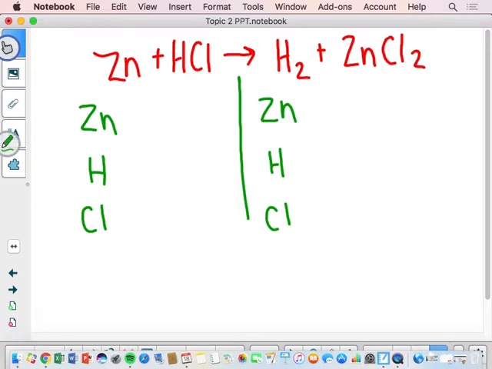So we tally up what we've got at the moment. How many Zn's do we have on the left? We have one. How many H's? One. Cl's? One. Zn's on the right? One. H's? Two. Cl's? Oops. Yeah. So, not balanced, right? Our Zn's are balanced, but the H's and the Cl's, we started out with 1 and we got 2. That's not possible, right? So we've got to balance it.